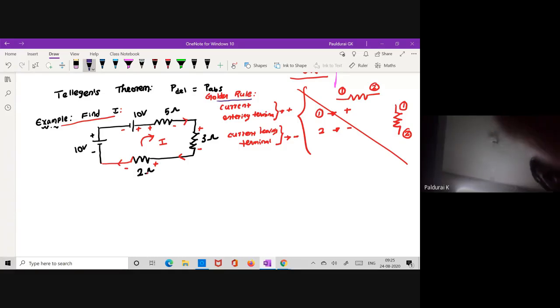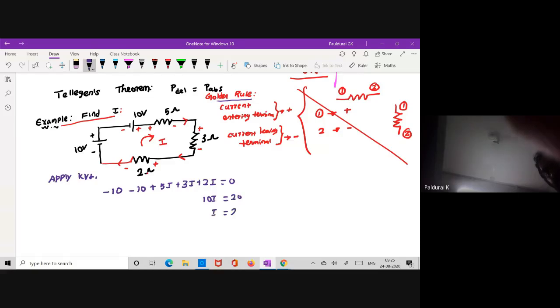Okay. So now apply KVL. Very first one, minus 2 plus 10 volts, so it becomes minus 10. Another minus 10 plus 5i plus 3i plus 2i, which is equal to 0. So it becomes 10i equal to 20. So I equal to 2 amps.